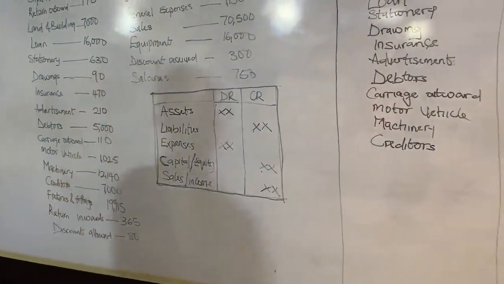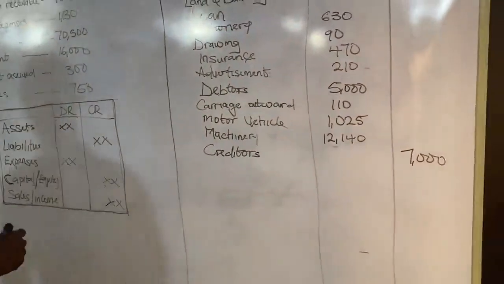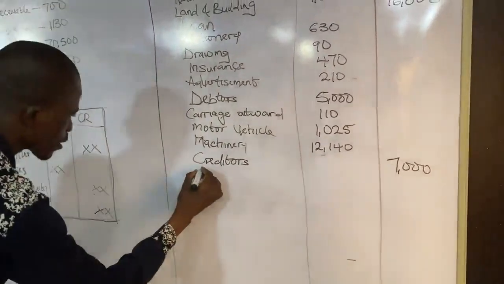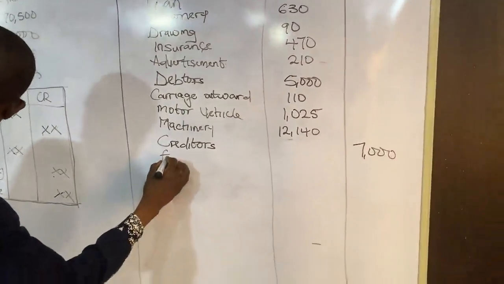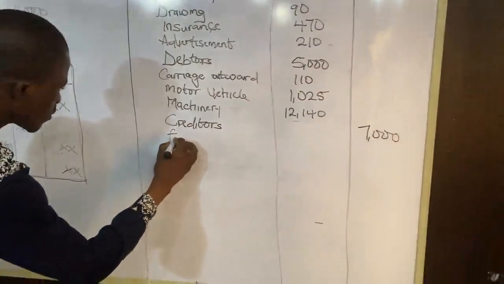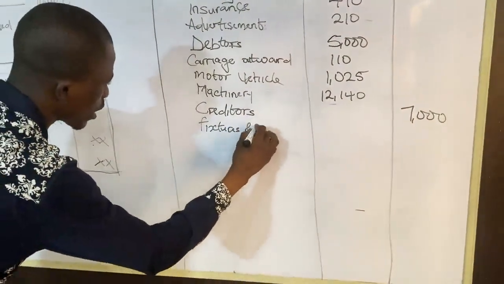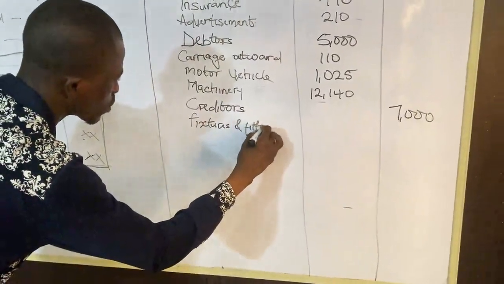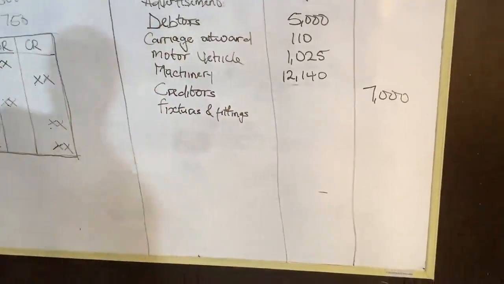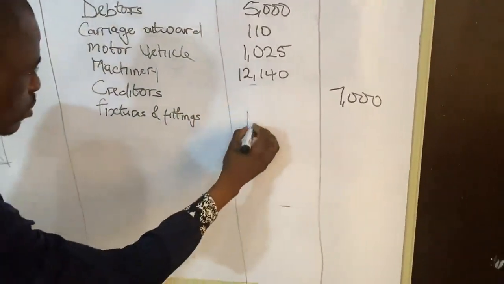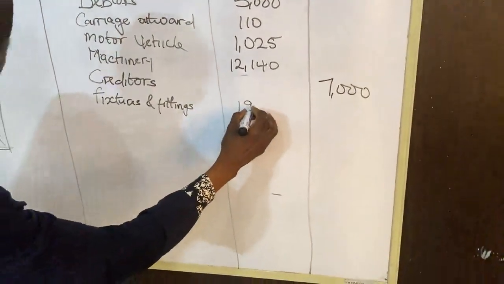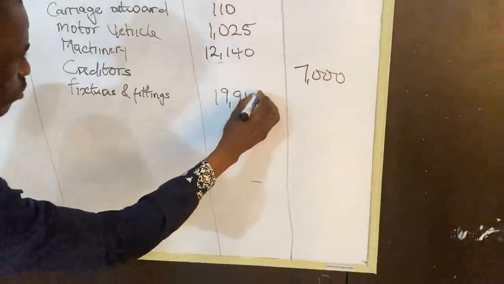Fixture and fitting is an asset. What you use in your office, furniture, fittings, and fixtures and fittings and everything. Fixtures and fittings, 19,915.